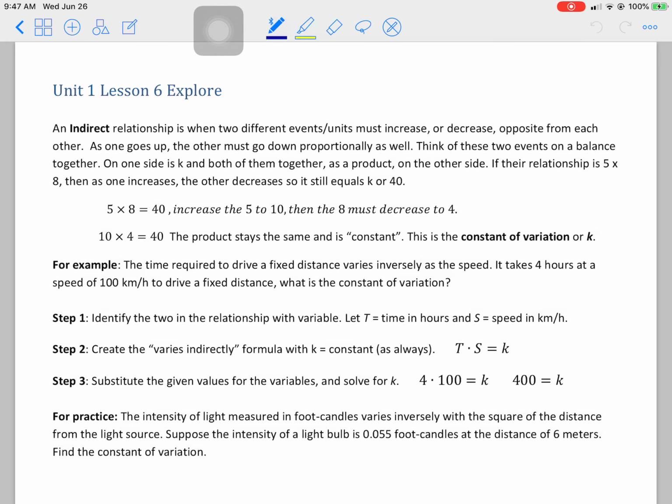For the indirect, remember there's two relationships, direct and indirect. This really should be inverse. I will fix that. The inverse relationship, which is a better term, is when two different events must increase or decrease opposite from each other. So as one goes up, the other goes down proportionally. Think of these two events on a balance together. On one side is K, and both of them together as a product on the other side. Okay? So if you have W and P, they're going to be multiplied together.